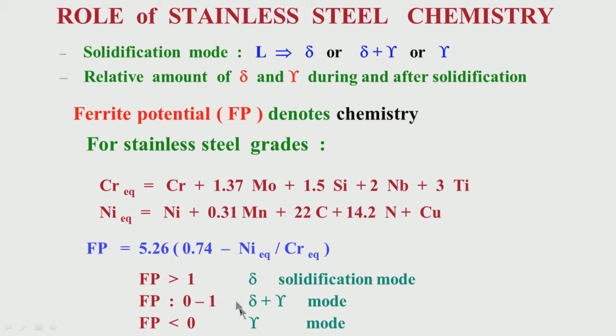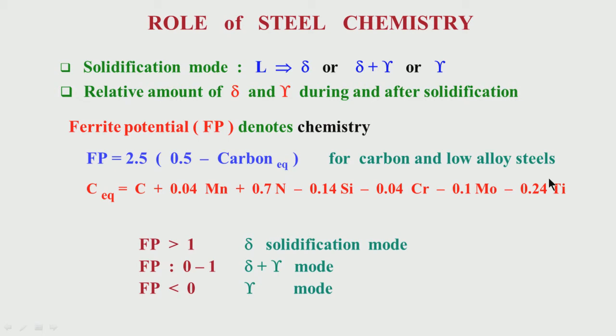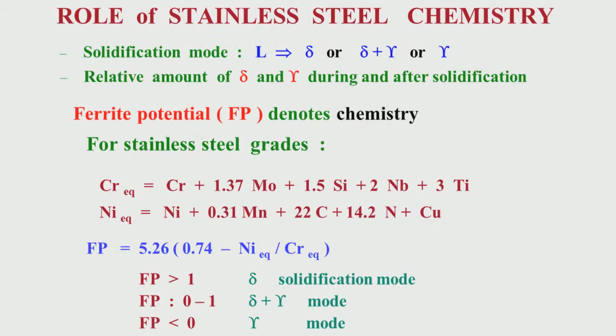If it is quite low, then what is going to happen? Ferrite potential will be very much positive, so it is delta solidifying. Look at this figure. Here 0.74 is for this particular chemistry; beyond 0.74 it is only gamma solidification. If you have a nickel equivalent by chromium equivalent of, say, 0.75, then what is happening? 0.74 minus 0.75 is negative, multiplied by 5.26, so the whole thing is negative. So ferrite potential is less than 0, which means it is gamma mode.